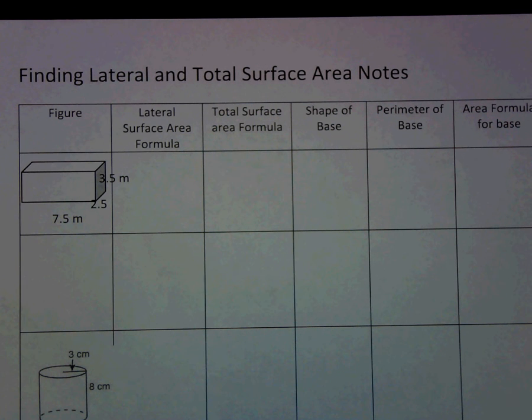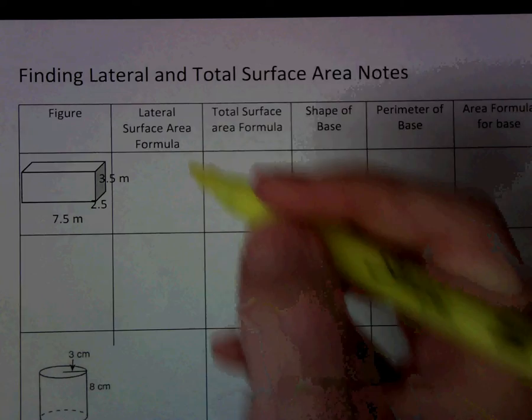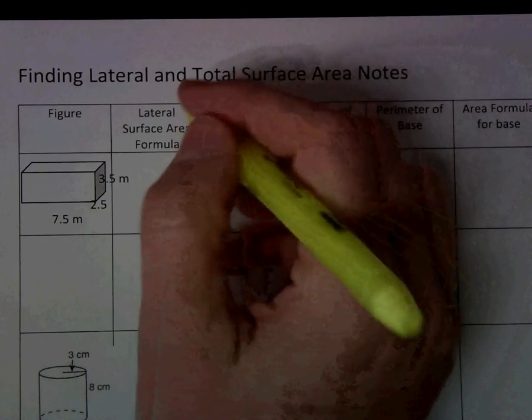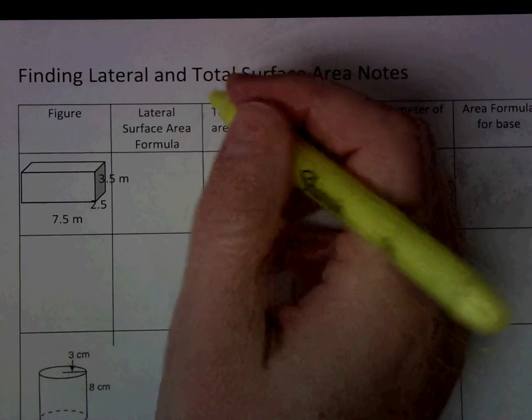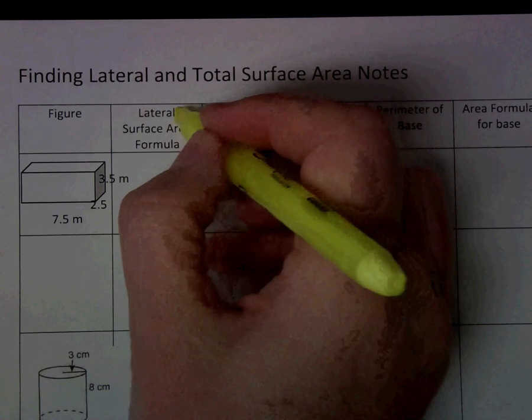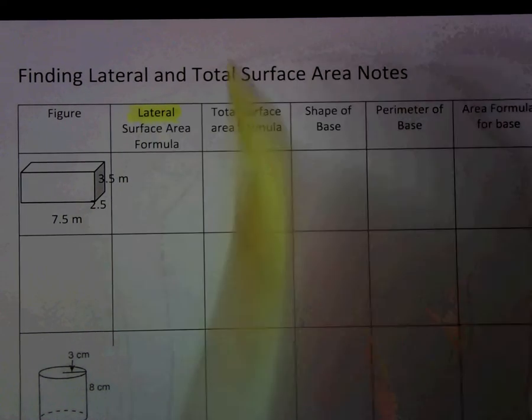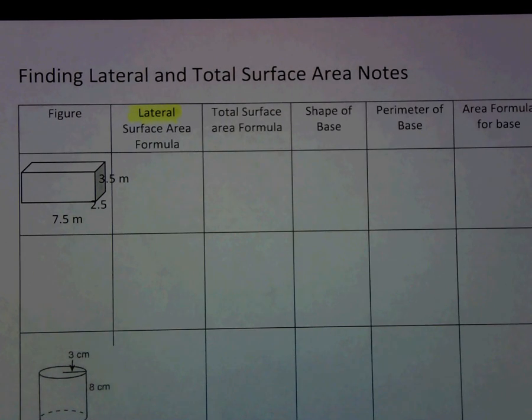So let's look at, in this lesson, starting to find surface area. We're going to start today by filling in this chart, and we're going to add to it. So it's really important that you secure this into your notebook and you don't lose it. We're going to start by just talking about lateral surface area.